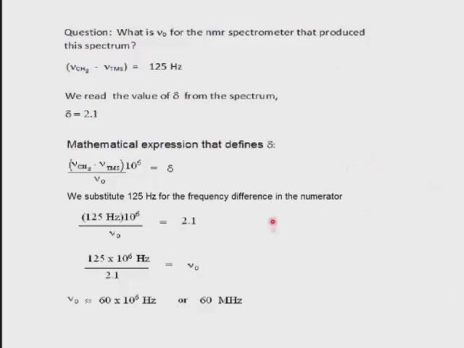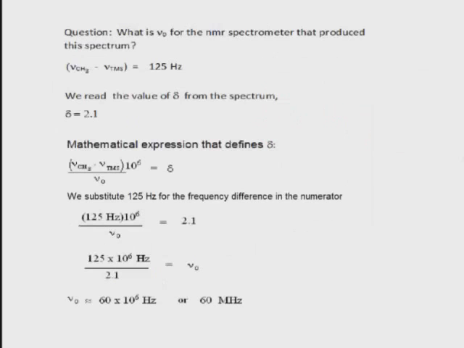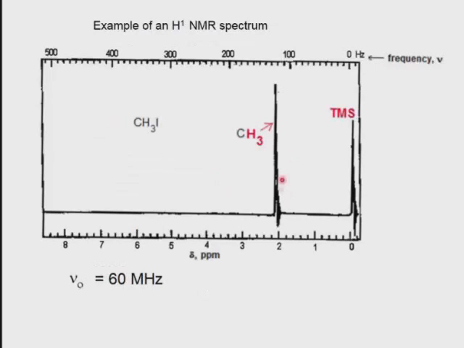Well, from the spectrum, you can see that the frequency difference between the methyl frequency and the frequency of the TMS is about 125 hertz. You can see that here, TMS 0. When you look at the value of the methyl frequency, it's about 125 hertz. From the spectrum, we read the value of delta for that signal, and it's about 2.1. You can see that here, at 2.1.